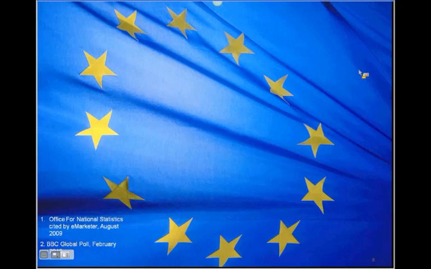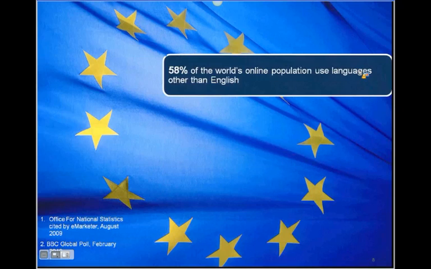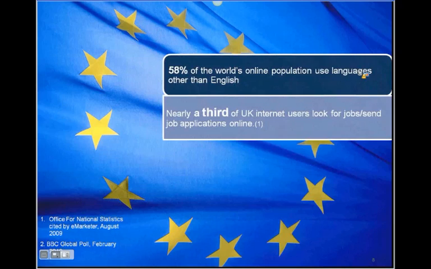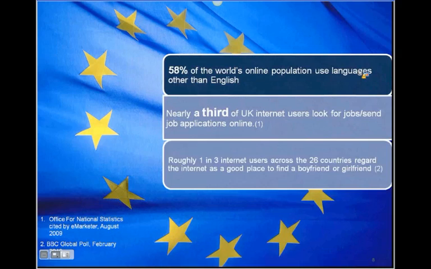So the previous slide helped you to visualize the statistic that 58% of the world's online population use languages other than English. In relation to some of the specific markets that we work with, such as recruitment and online dating, nearly 1/3 of UK internet users look for jobs online, and roughly 1 in 3 internet users across the 26 countries regard the internet as a good place to find a new relationship. If this is the case in the UK, it is possible that it is also the case, or it could be made the case, in other countries.